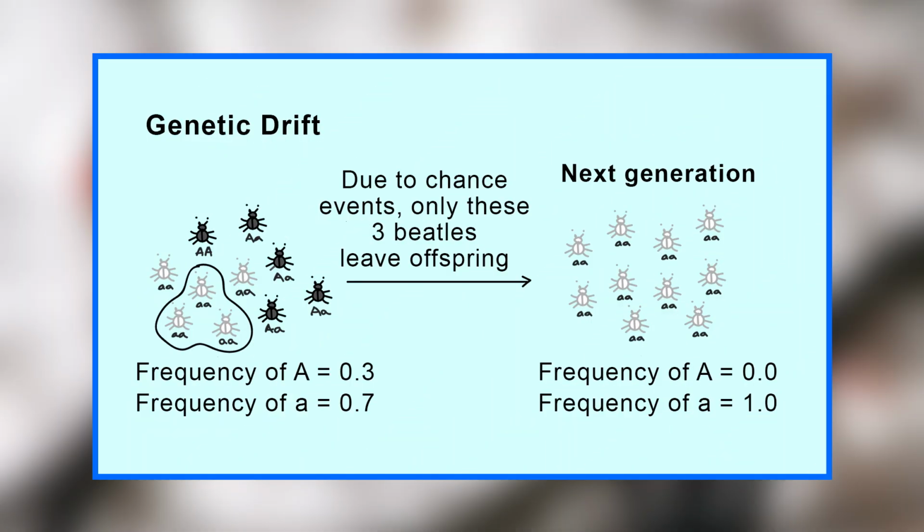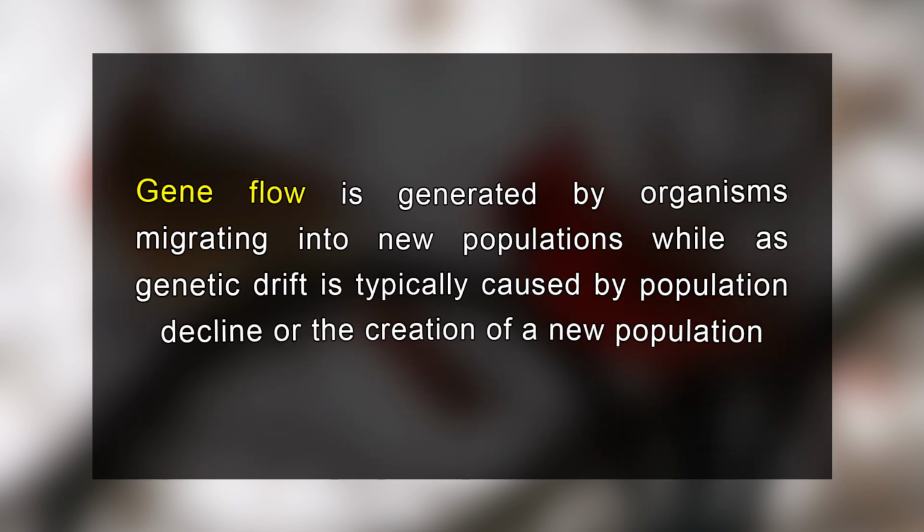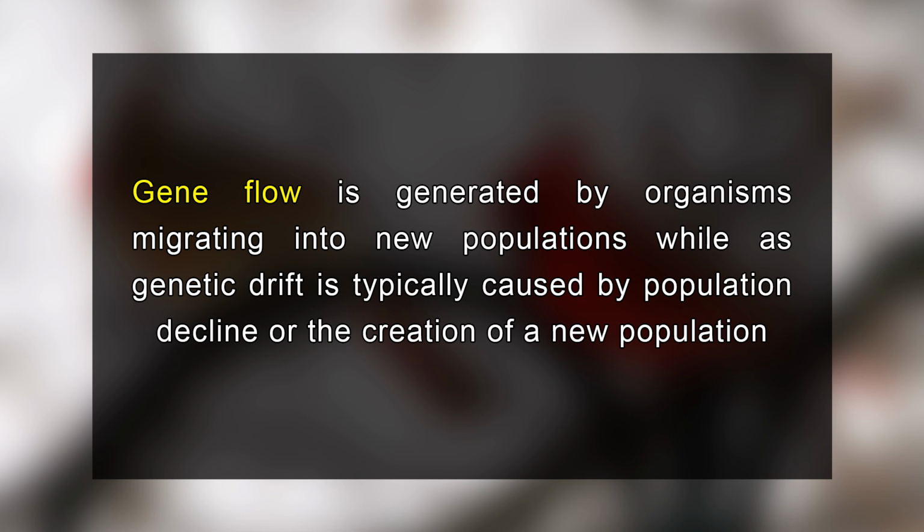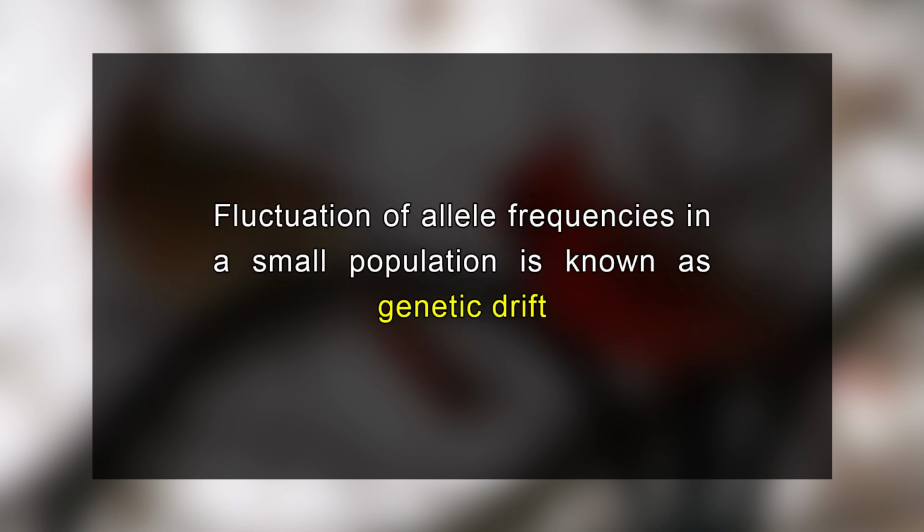While genetic drift is an evolutionary process in which a population's allele frequencies shift over generations by pure chance, gene flow is generated by organisms migrating into new populations, while genetic drift is typically caused by population decline or the creation of a new population. On the contrary, the fluctuation of allele frequencies in a small population is known as genetic drift. Alleles with high frequencies may become prominent in a population due to genetic drift. So the influence of each occurrence on a population's alleles is the key distinction between gene flow and genetic drift.